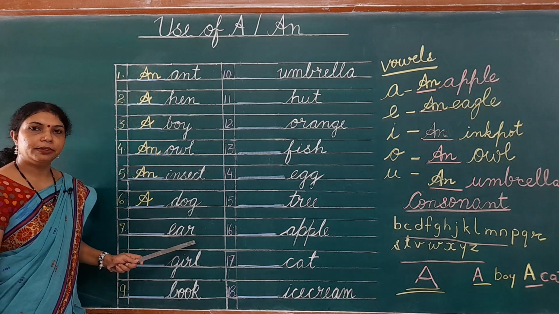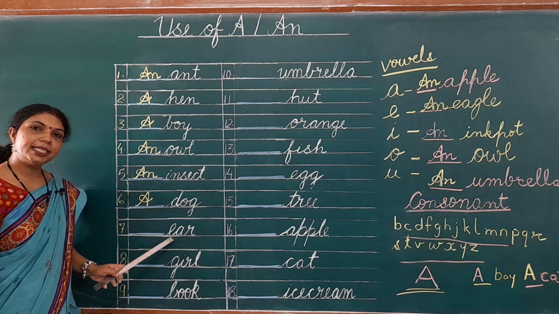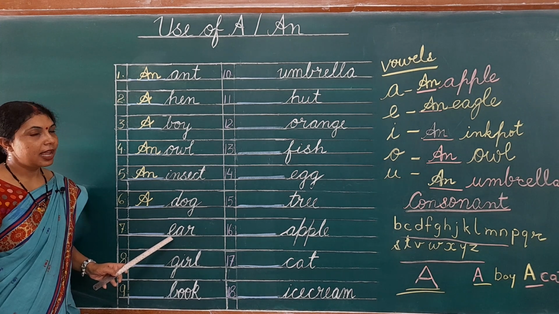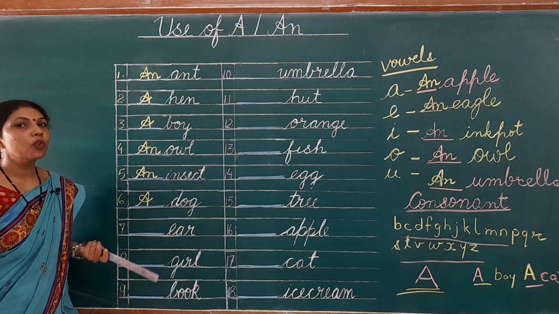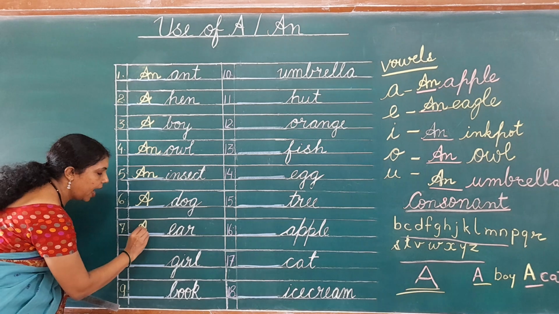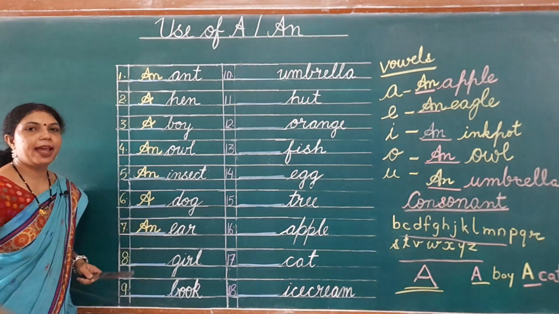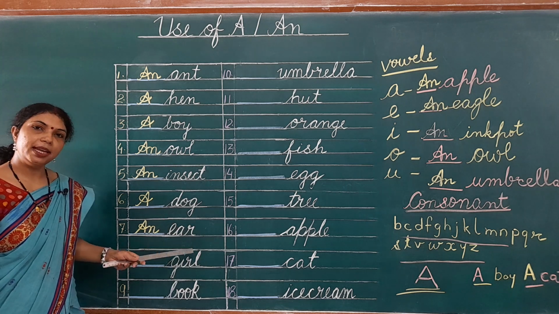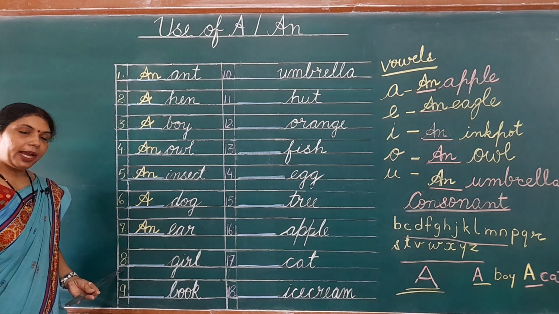Number 7. E-A-R, ear. And first letter is E. E is a vowel. And what do we have to do now? We have to use here A and an. An ear.